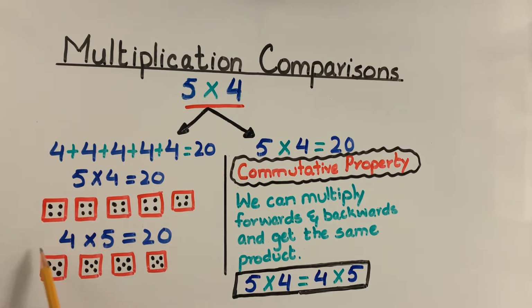Let's write this equation in another way. We can swap the numbers. Here 4 comes first and 5 comes afterward. 4 times 5 is also equal to 20, and the meaning of this equation is, here I'm using 4 blocks instead of 5. 1, 2, 3, and 4 blocks. And each block has 5 dots.